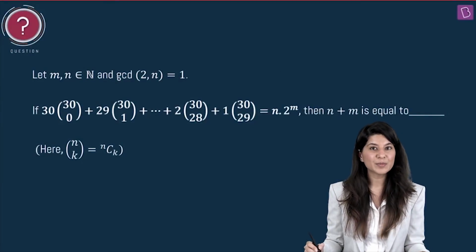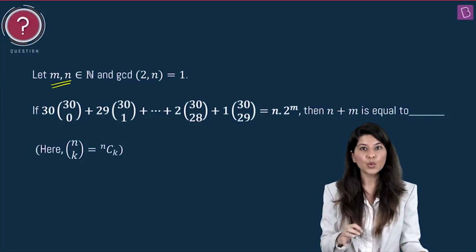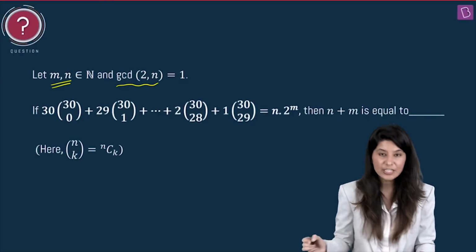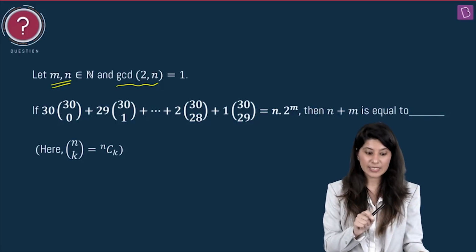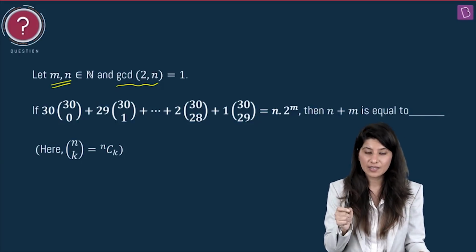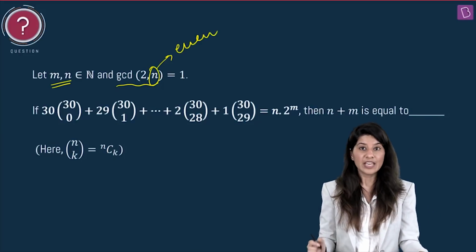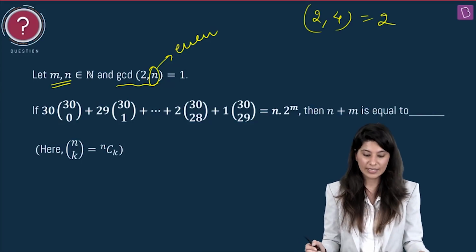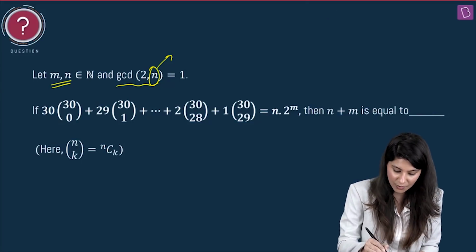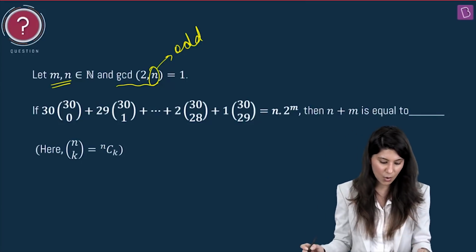From the world of binomial, we have our next question which says m and n both are natural numbers. GCD of 2, n is 1. Okay. What do we interpret from this? If n is an even number, then this is not true. If n is 2, 4, what is the GCD? 2. Right? That means definitely n is an odd number. Very first thing for interpretation. n is definitely an odd number.